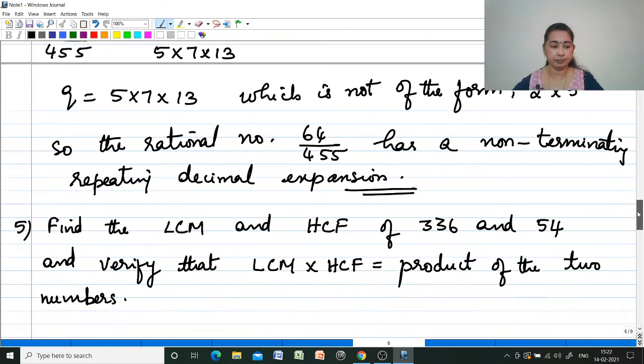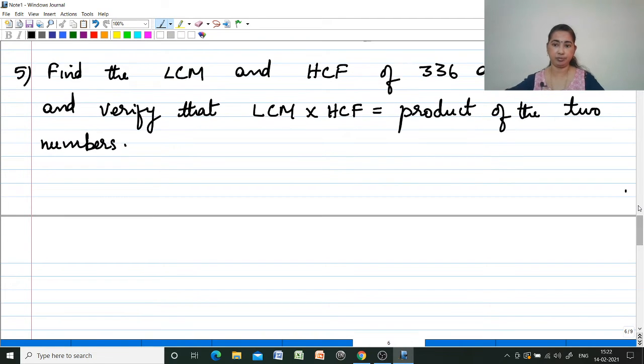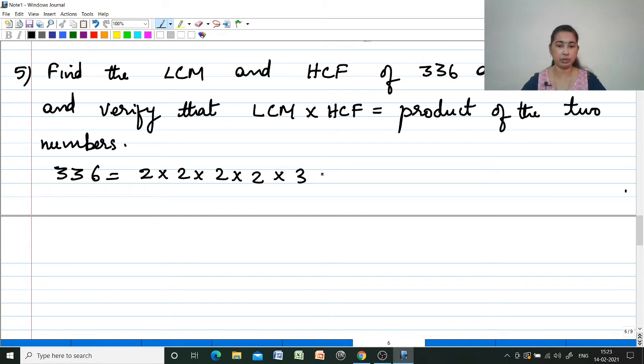Now, next one, find the LCM and HCF of 336 and 54, and verify that LCM into HCF is equal to product of two numbers. So, we can find what is 336. How can we write this? 336 is 2 × 2 × 2 × 2 × 3 × 7, that is 2 raised to 4 × 3 × 7.